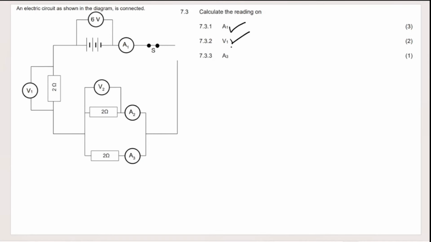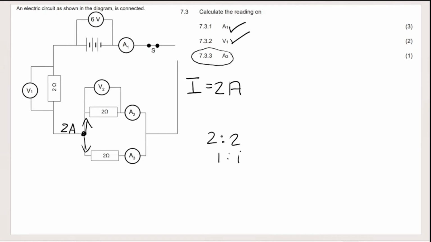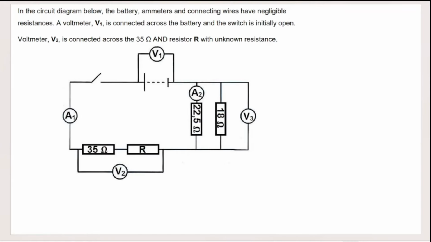That's it. Now they want the reading on A3. I think this is a very easy electricity question. Remember we calculated total current was 2 amperes. A3 is inside a branch. So that means the total current, which is 2 amperes, is going to split. But because the resistors are the same size, 2 ohms to 2 ohms, it's going to be a 1-to-1 split. So it's going to split evenly. Therefore, the reading on A3 is going to be 1 ampere. That's very easy. This next question I think was a little bit more difficult.